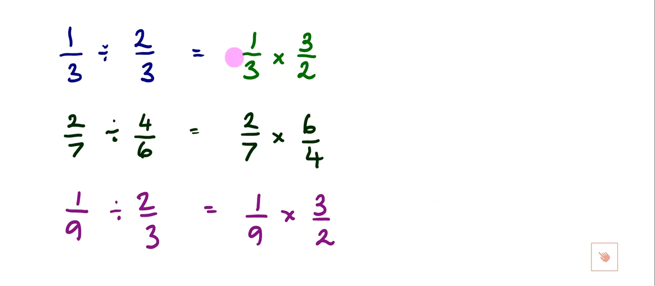Sophie, can this first one be simplified? How? 3 and 3 become 1 and 1. So the answer becomes 1 times 1 over 1 times 2, which is 1/2.